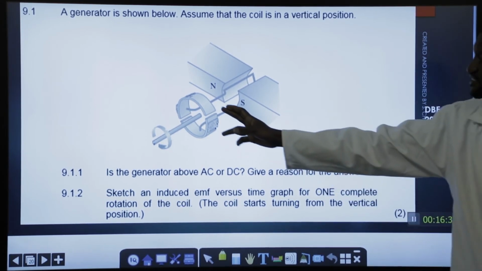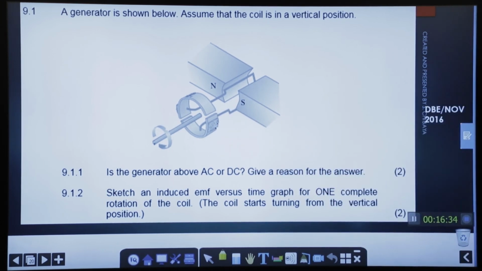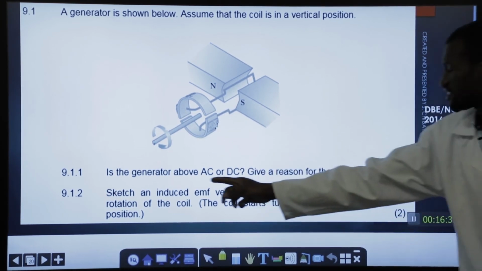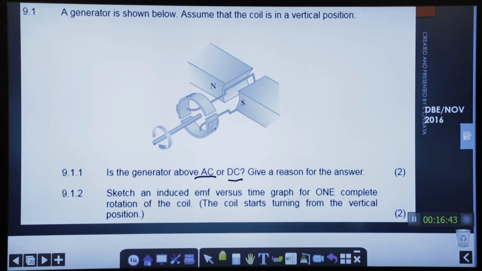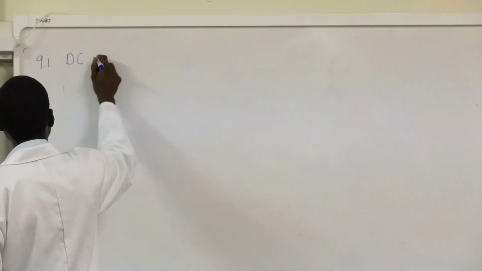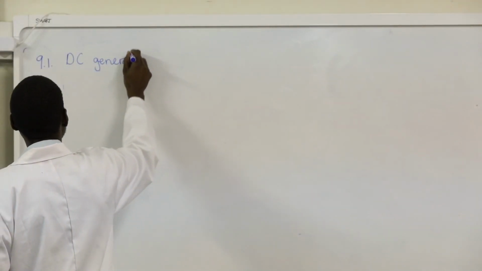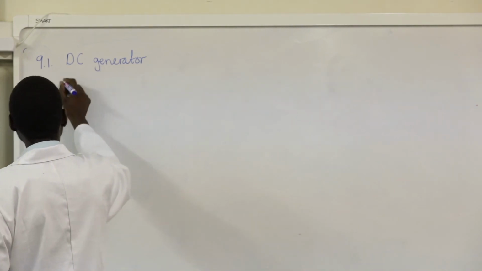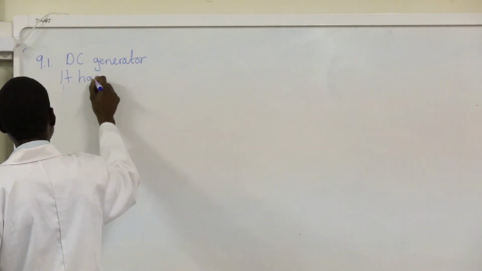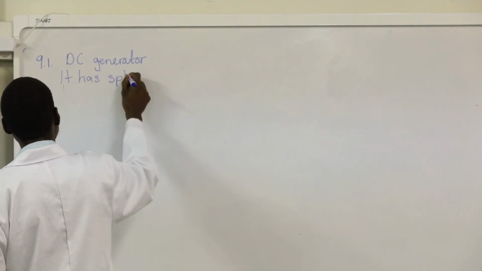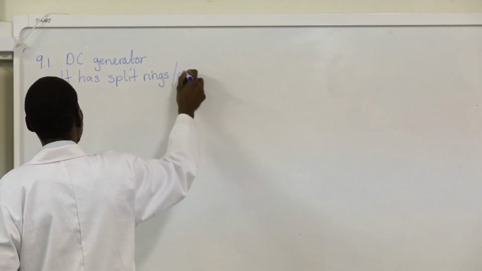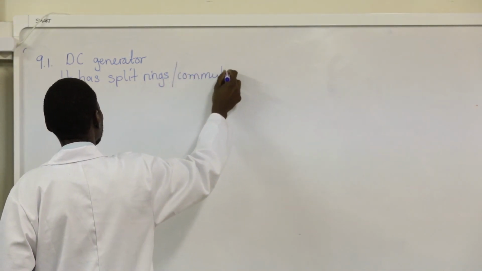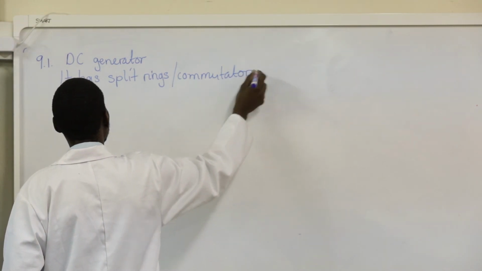Okay, it's got split rings. Therefore, is the generator an AC generator or a DC generator? Give a reason for your answer. It is a DC generator. Why? Because it has split rings, or commutator rings.